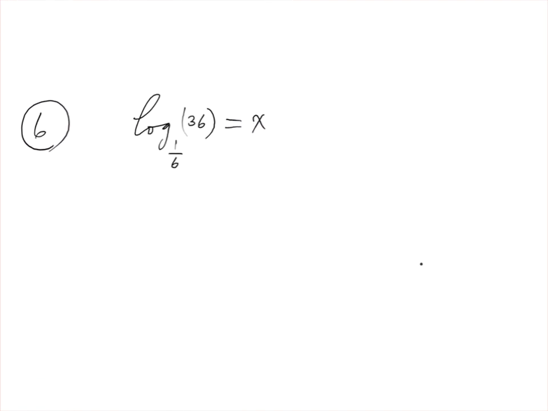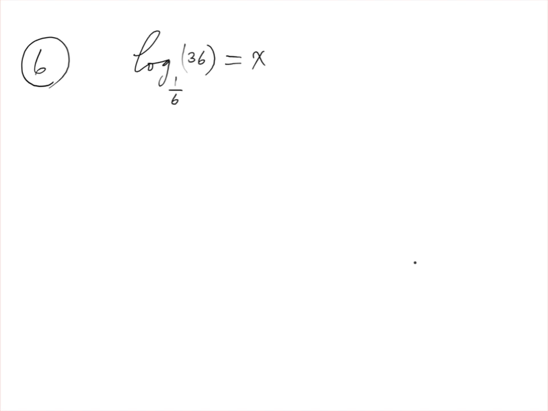Here's another question. These two we can write as an exponential equation. 1/6 raised to the x equals 36. Now 36 is 6 squared. 1/6 is 6 to the -1. If we match the bases, then we can set the exponents equal.